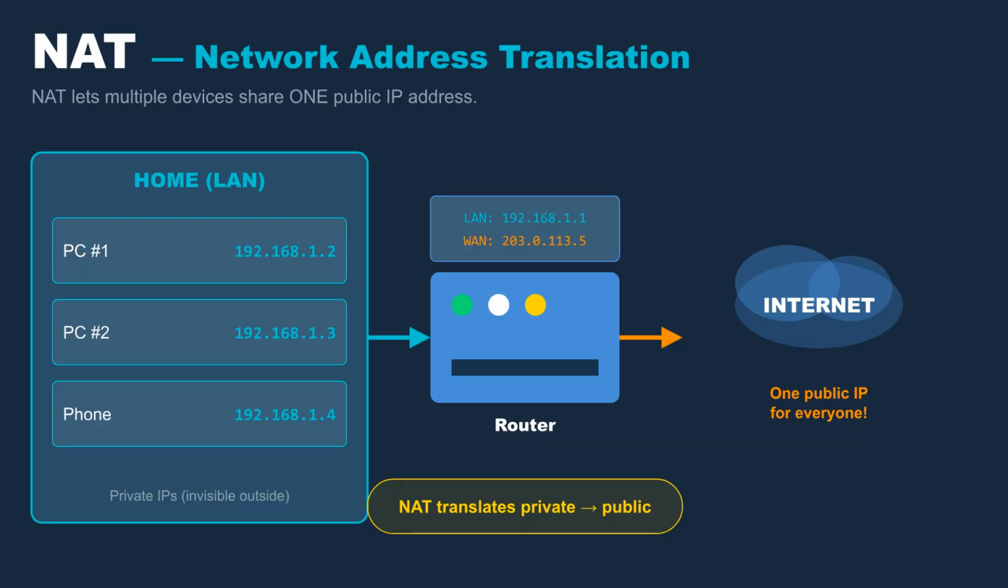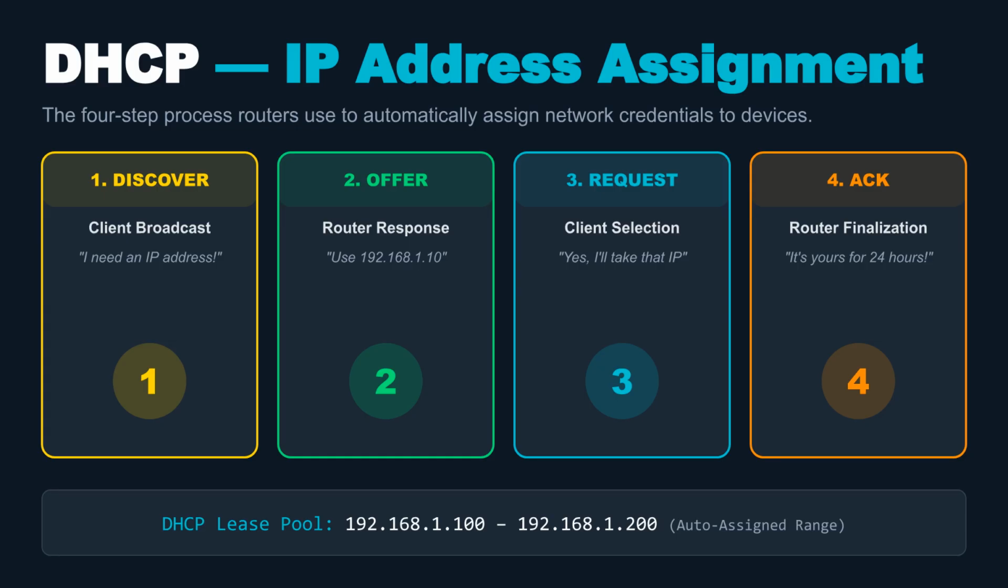Network address translation, or NAT, is a critical function that allows multiple devices to share one public IP address. Devices in the local network use private IPs. The router uses NAT to translate these private IPs to its single public IP when communicating outside the local network.